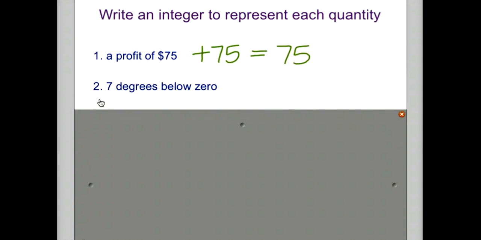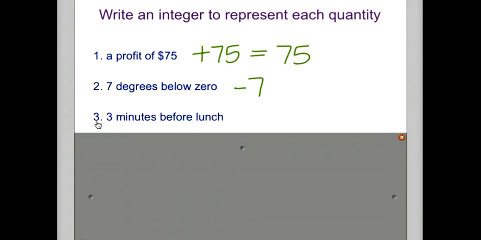Number 2, copy it down, 7 degrees below 0. So if I'm below 0, I'm in the negative zone, and I'm in the negative zone by 7. So I show below 0 with a -7. Copy this one, 3 minutes before launch. So think about launch as being our 0 and how we count down. We say 3, 2, 1, 0. So 3 minutes before launch is going to be a negative number because it's before.